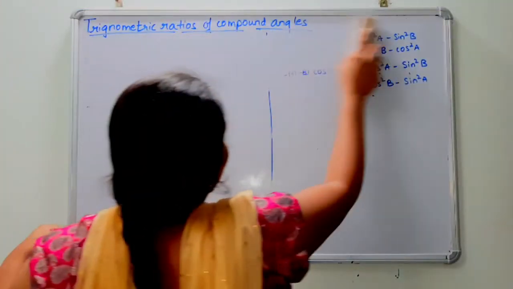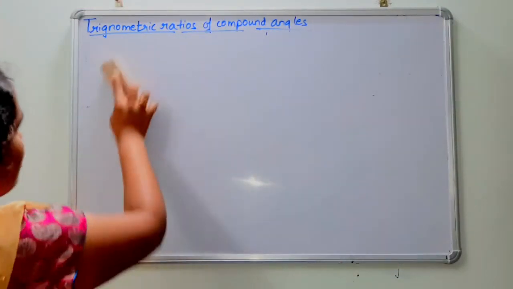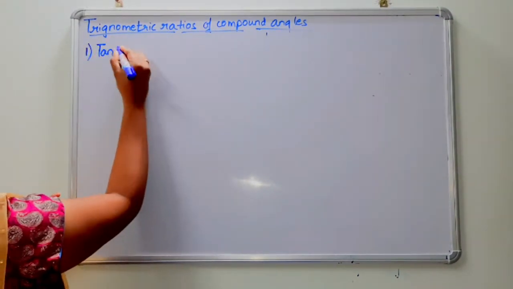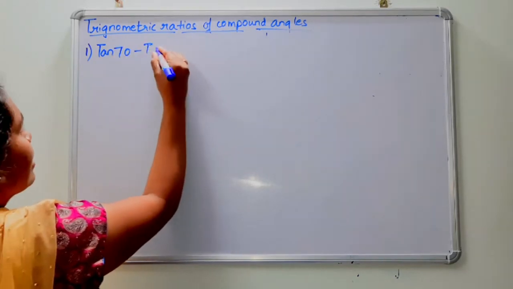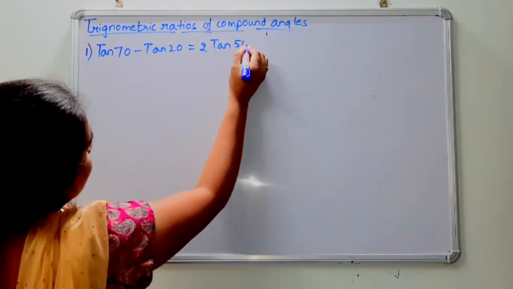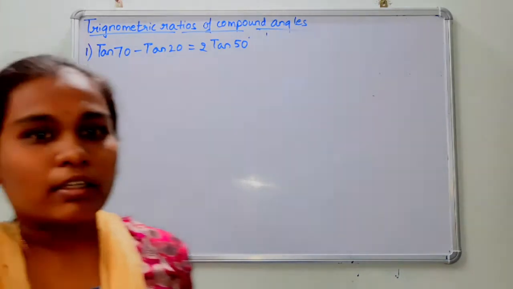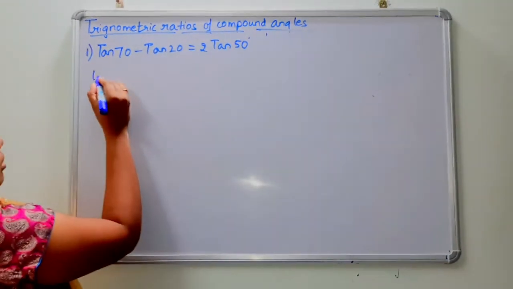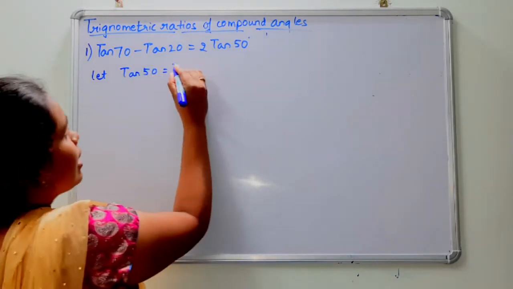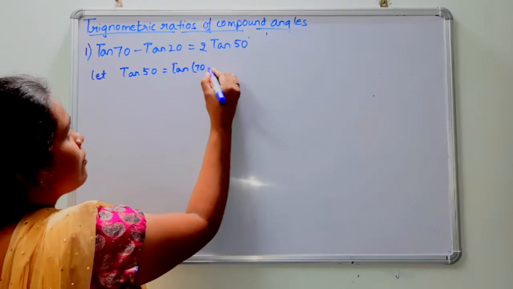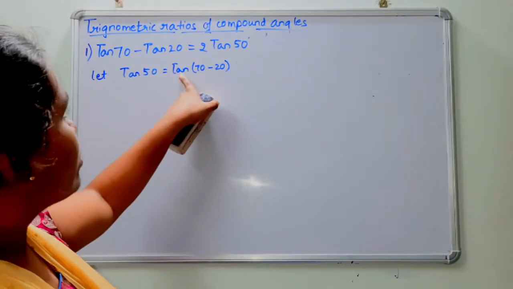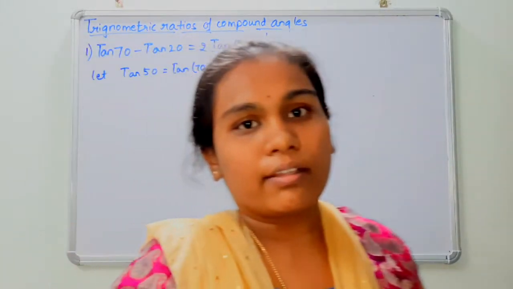So the first problem is: tan 70 minus tan 20 is equal to 2 tan 50. So how to do this problem? Let us take tan 50. We can write this 50 as 70 minus 20. Am I right? So how is this tan(70 minus 20) looking?